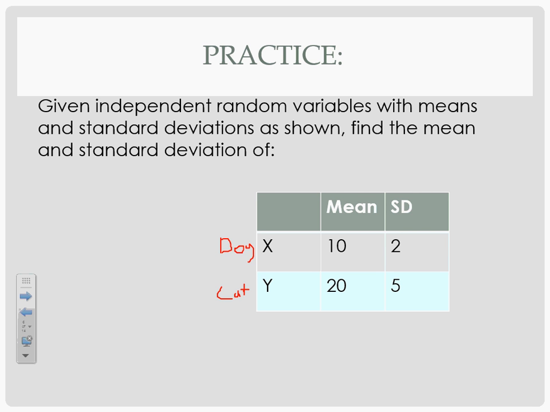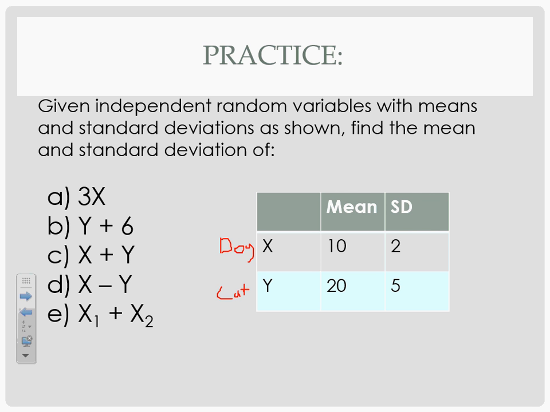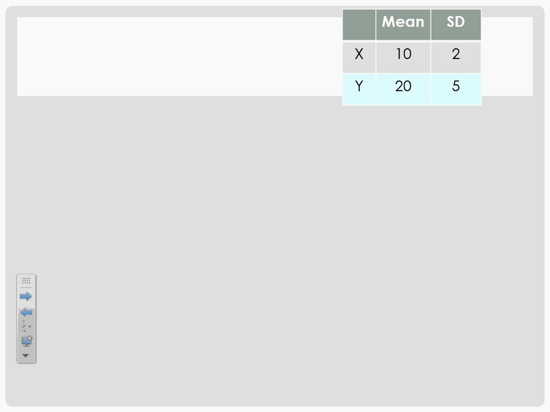Cats live on average 20 years, standard deviation of 5. I don't know if that's really true, but we'll use it for this example, and we'll go through those 5 different ways. So the first thing with A is literally just we're going to multiply through by a constant.